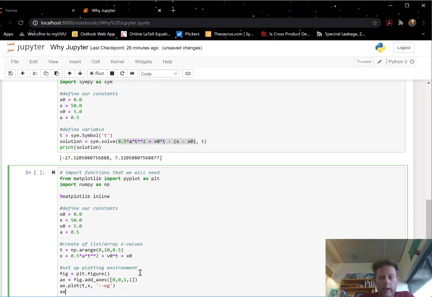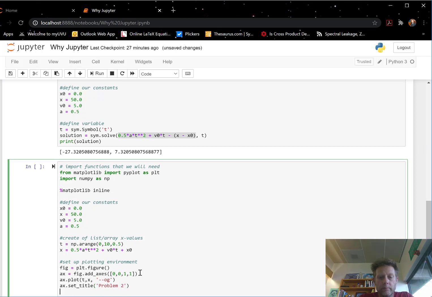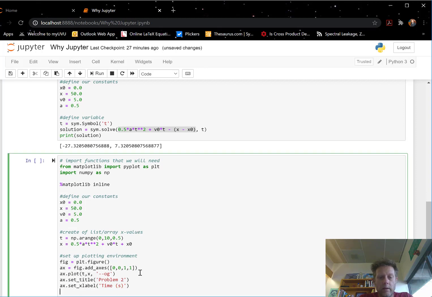I'm gonna make a title, set_title. I'm gonna call this here problem 2. Then set_xlabel. I'm gonna make some labels on the axis. On the horizontal axis, that is time measured in seconds. Then set_ylabel. That's gonna be my position in meters. So that's the x position, right?